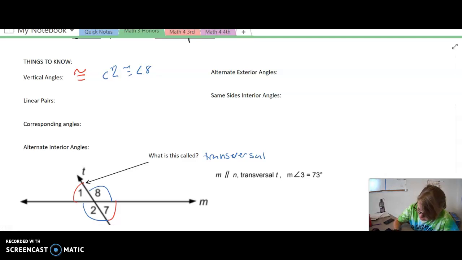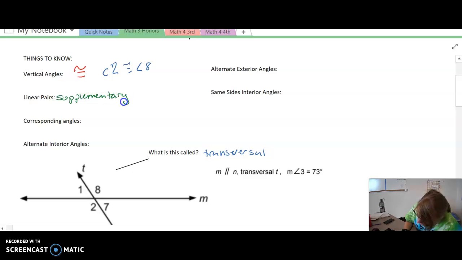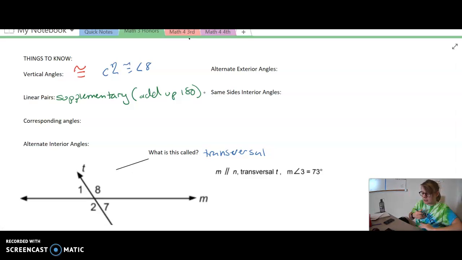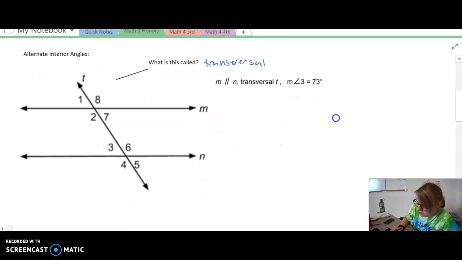All right. So now we have linear pairs. Linear pairs are not going to be congruent. They are going to be supplementary. And what does supplementary mean? It means they add up to 180. When you think of a line, that line is 180 degrees because it goes from 0 to 180.